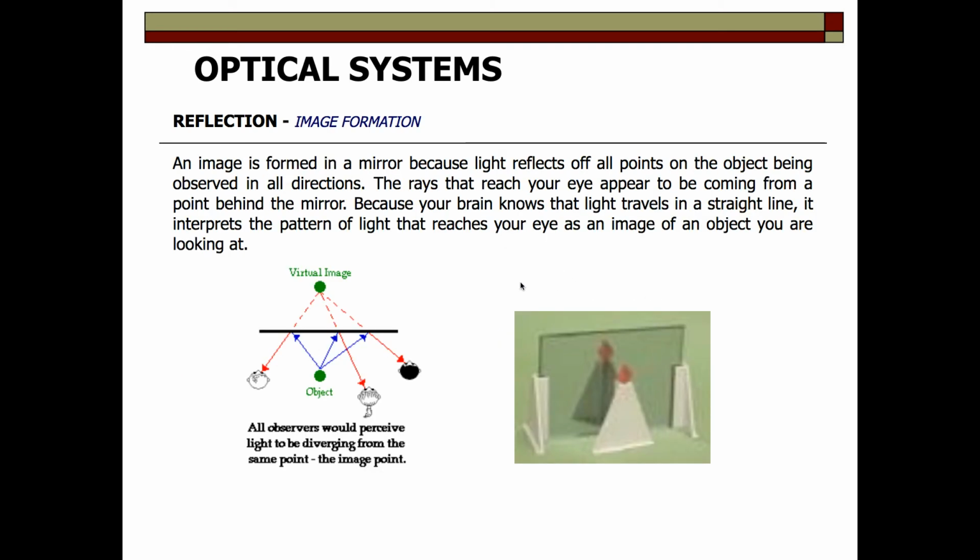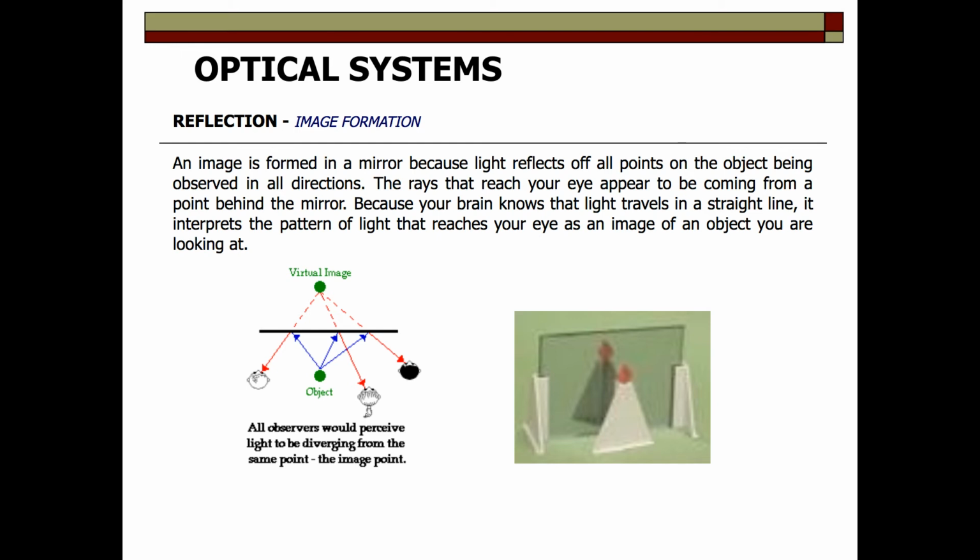Okay, so with reflections, we can get image formation. An image is going to be formed in a mirror because light will reflect off all of those points. Because of that, the object is being observed in all directions. So the rays that reach your retina, which is the light sensitive part of your eye, appear to be coming from the point behind the mirror. Your brain interprets this as a straight line, and it interprets this pattern of light that reaches your eyes as an image of the object you're looking at.